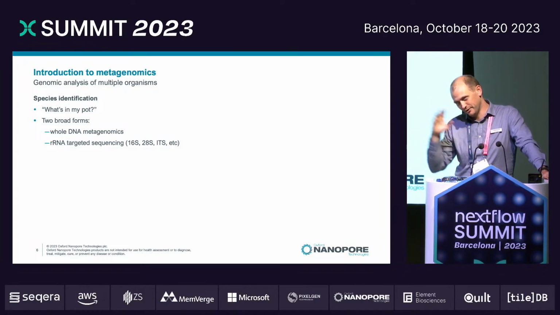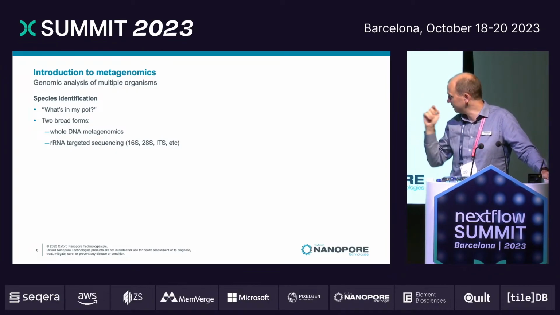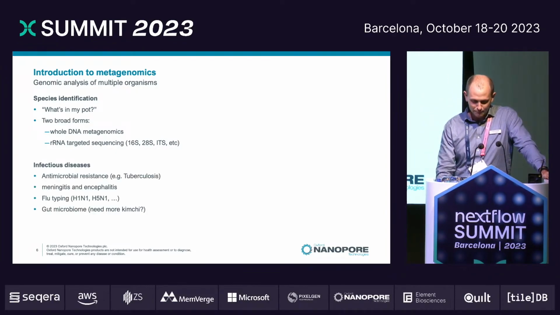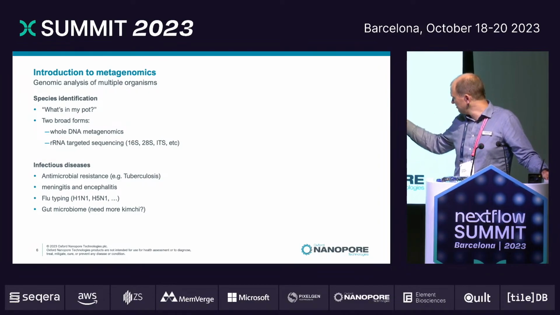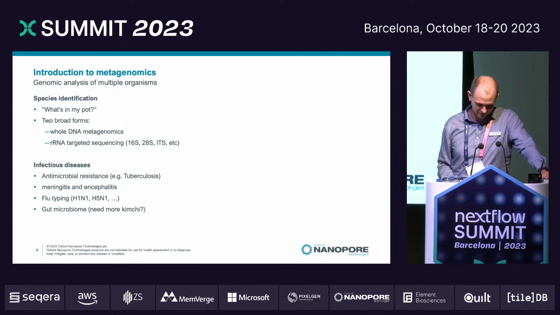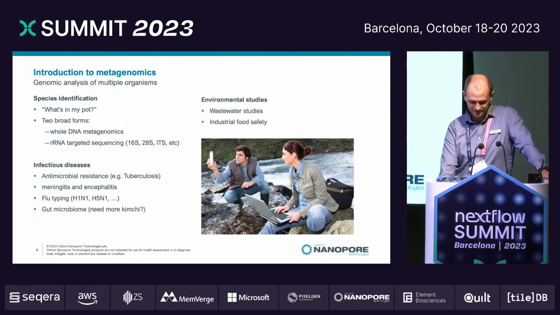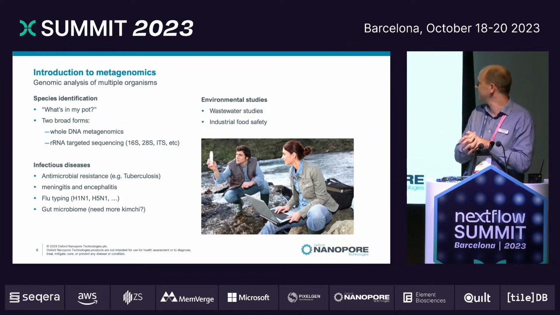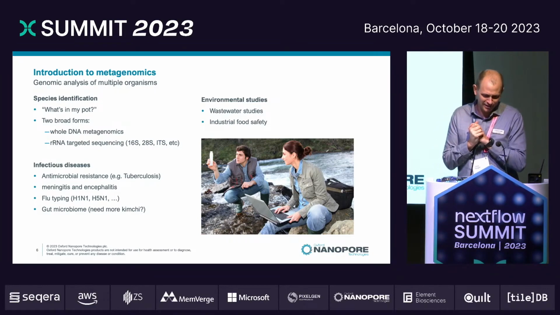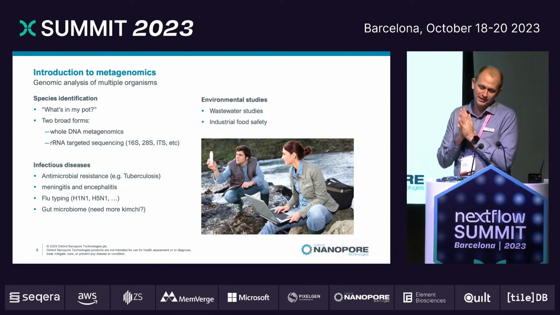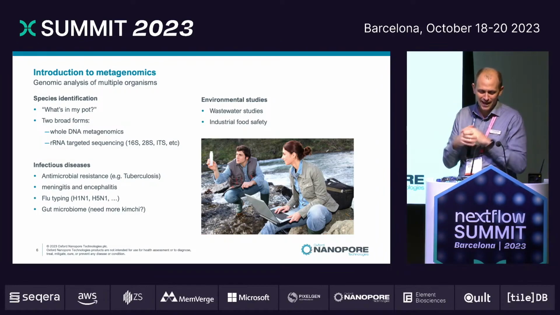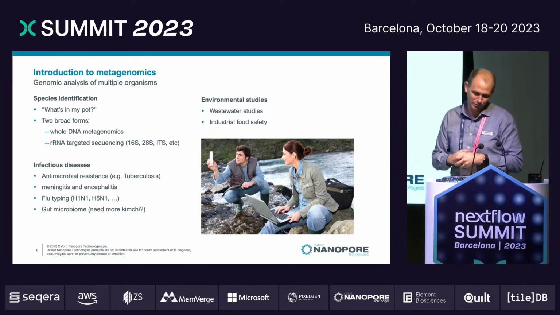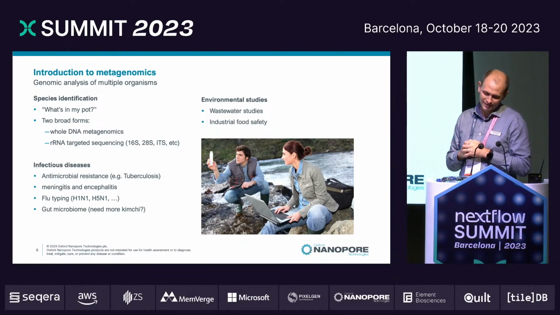There's two forms of this. You either do it on a whole sample, or you might do it with amplicons, so targeting RNA genes. And from this, you can say things about infectious disease, not just tuberculosis, but meningitis. You can do flu typing with this. Gen Z like to know what's in their microbiome, so whether they need to eat more kimchi or anything. It's not just infectious disease, but also environmental studies. So to take an example again from the UK, the water boards often get in trouble for releasing effluent into rivers. People want to monitor that and fine them and whatever.